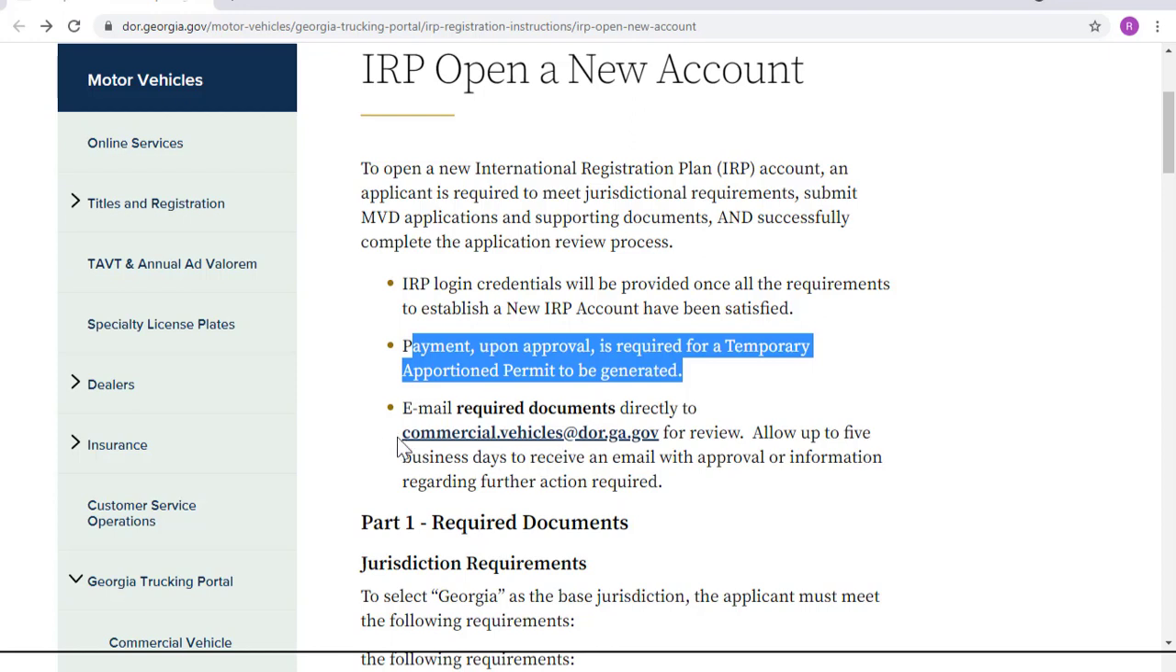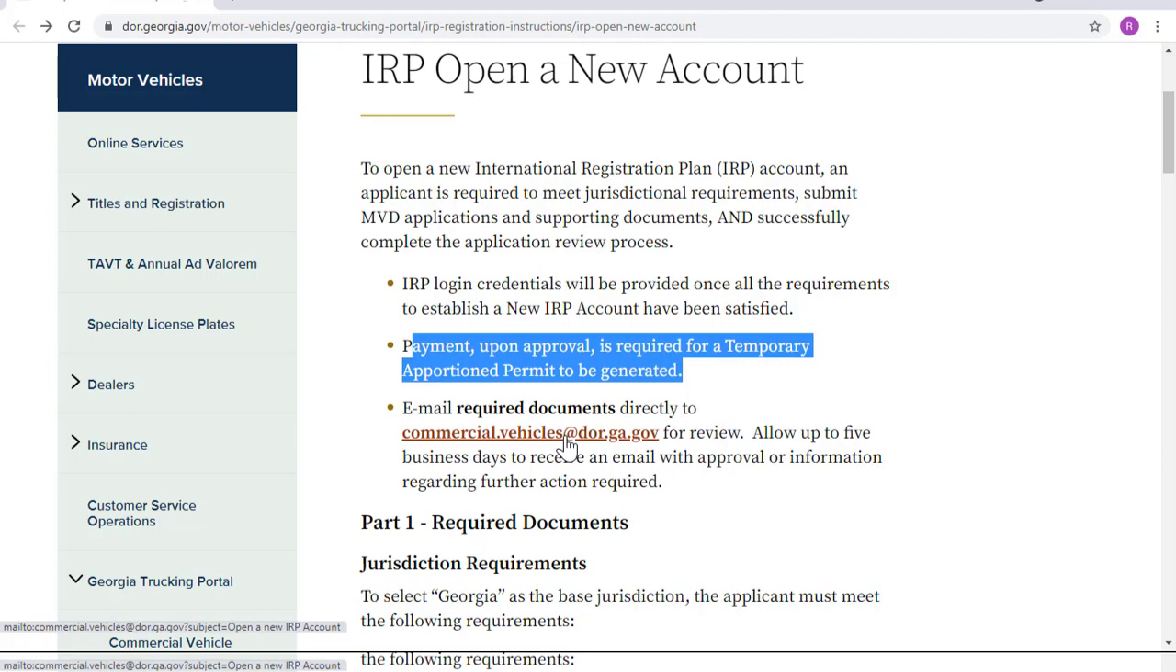This is the email address right here that you're going to submit everything to. Now, you're not submitting documents individually. You're going to submit your required documents and the application in one email. If you submit a following email, they're not going to look at it. They're going to look at all documents at one time.